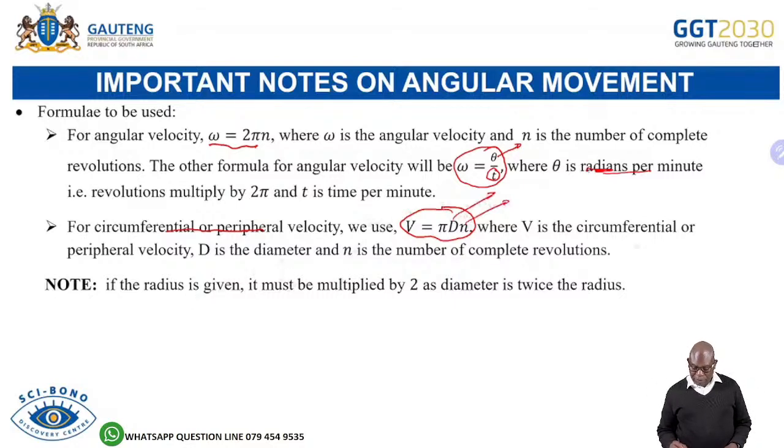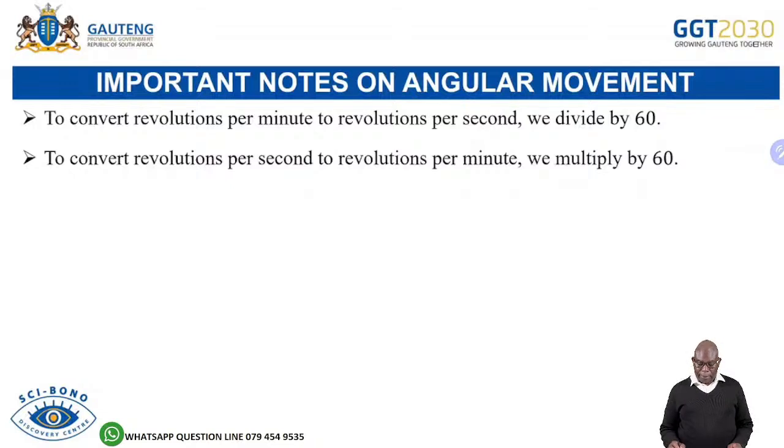If the radius is given, sometimes we use the formula v, which is not in the formula sheet, where we use the angular velocity and the radius. If the angular velocity is given, we can use that formula. If the radius is given, it must be multiplied by 2, as the diameter is twice the radius. So those are important notes you need to understand. To convert revolutions per minute to revolutions per second, we divide by 60. Remember that. If we want revolutions per second to minutes, then we multiply. It's very, very important to know that.